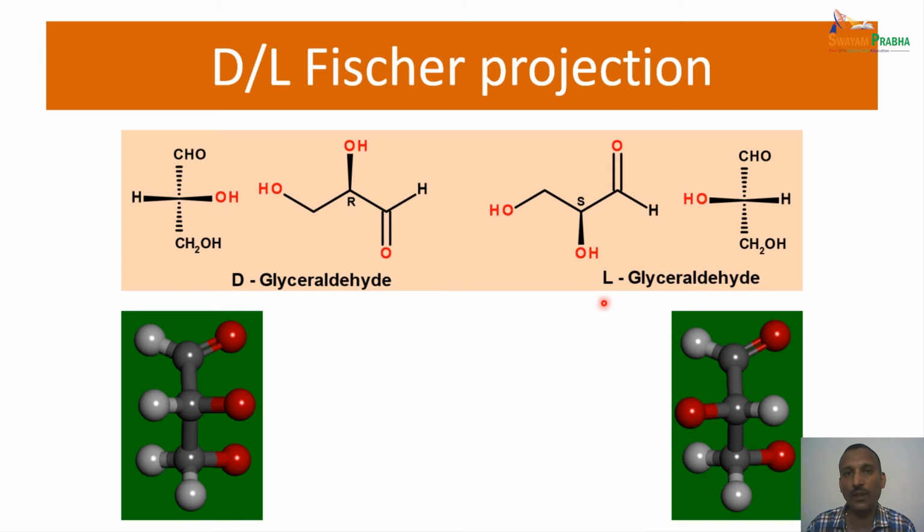For convenience, you can remember L is for left. That means if the highest priority hydroxyl is on the left, then that is L-glyceraldehyde. That way you can easily remember whether the highest priority group is on the right hand side or left hand side. Simply remember L for left, that means left for the L-isomer. So that way you can easily remember this.